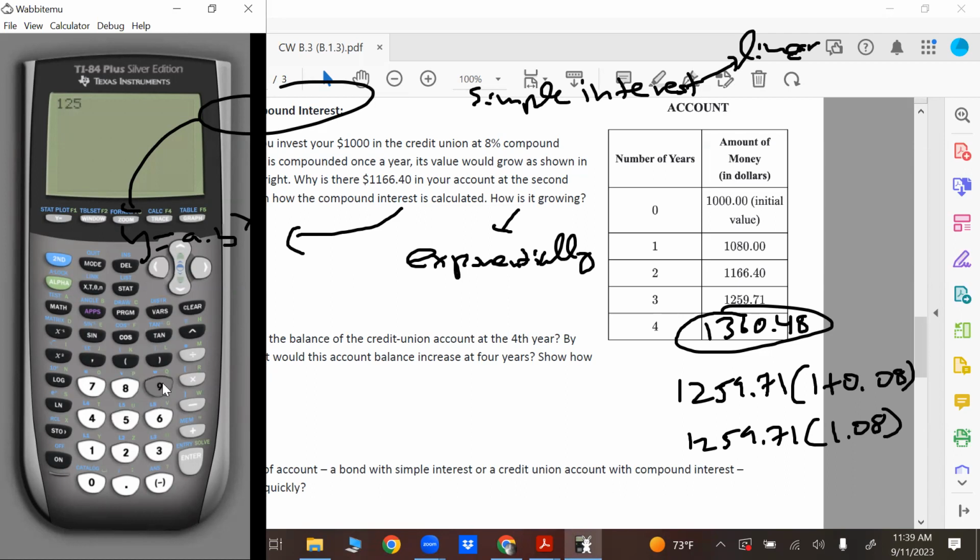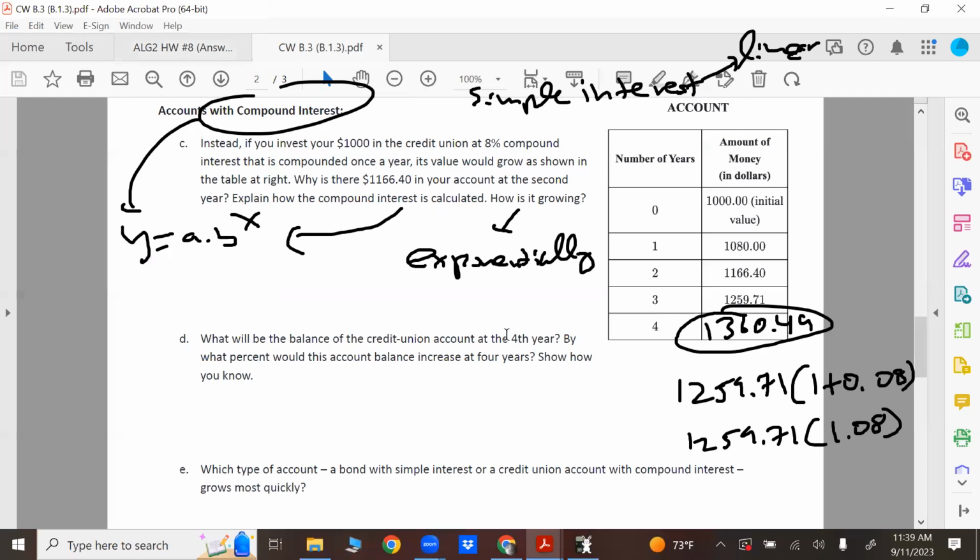12, 5, 9.71 times 1.08. Yep, 13.6, actually, we'll say 0.49. We'll round up. Okay. So obviously this is better.